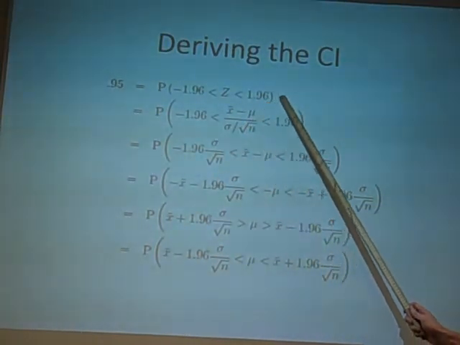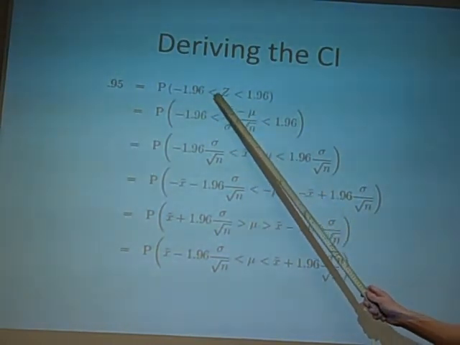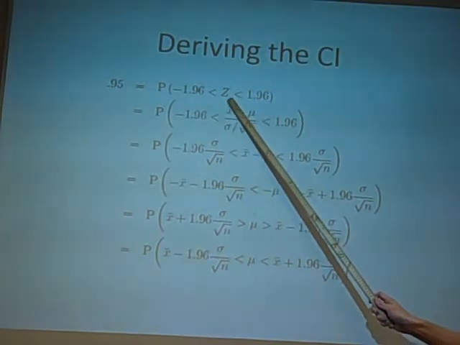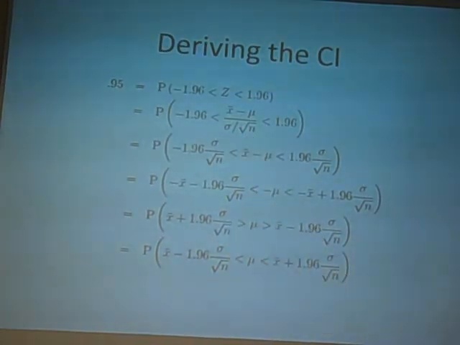So all I'm going to do is work with the right-hand side of this. Going from line 1 to line 2, all I've done is replace z with x bar minus mu divided by sigma over root n. Can I do that? Obviously I can, because I did. A better question is, under what circumstances can I do that?